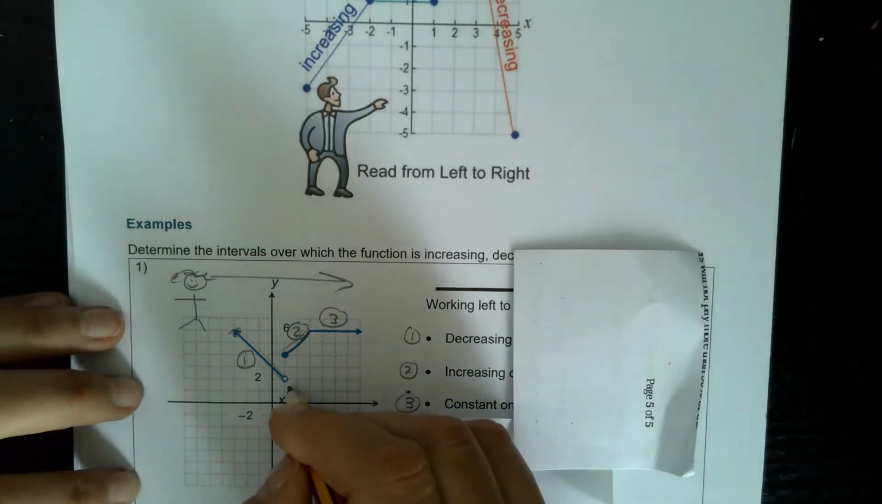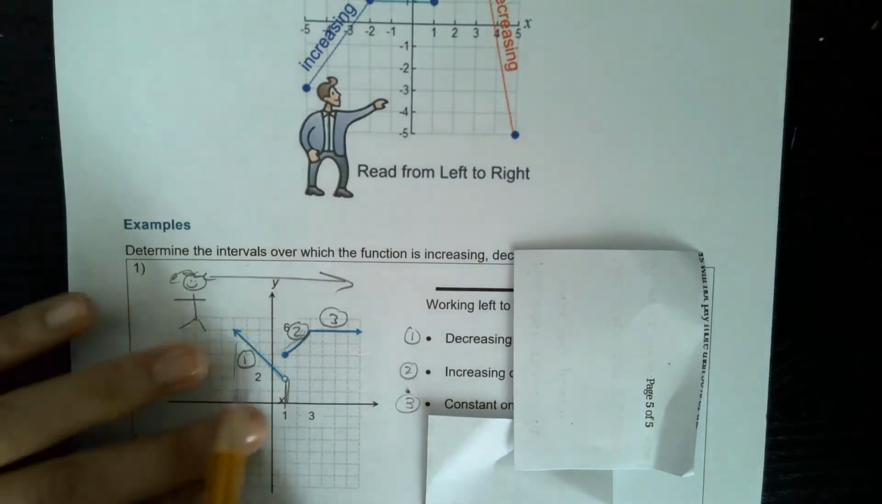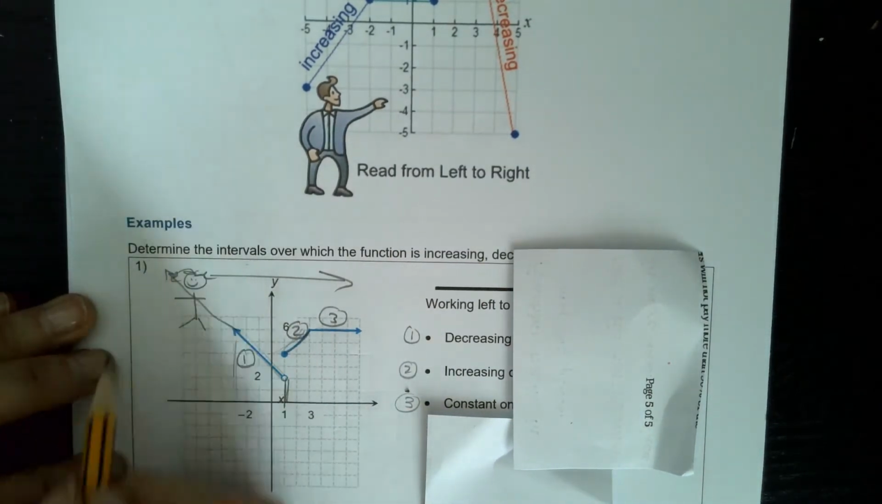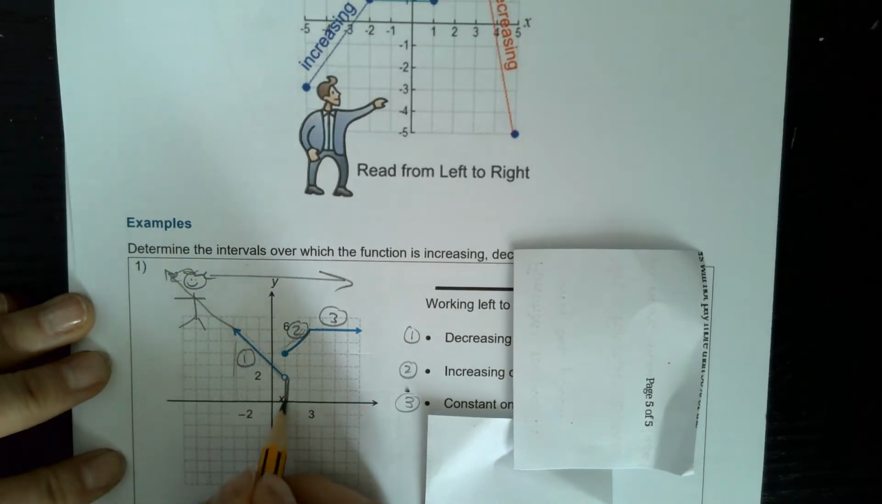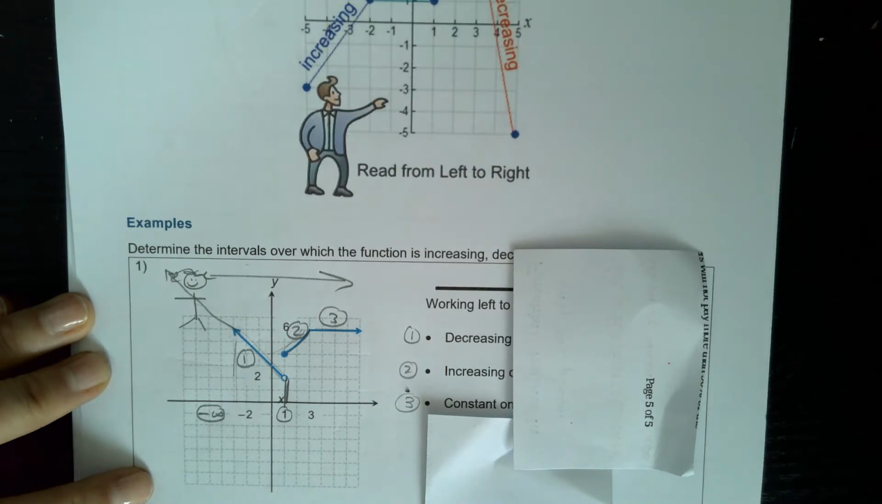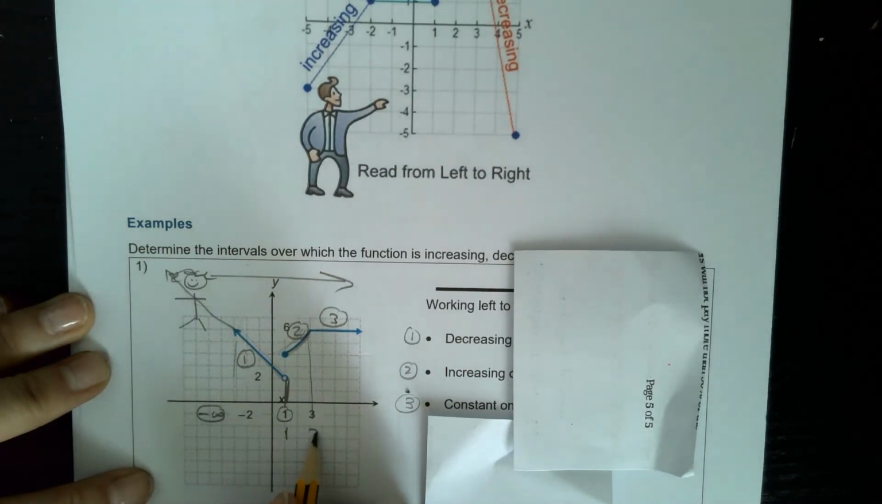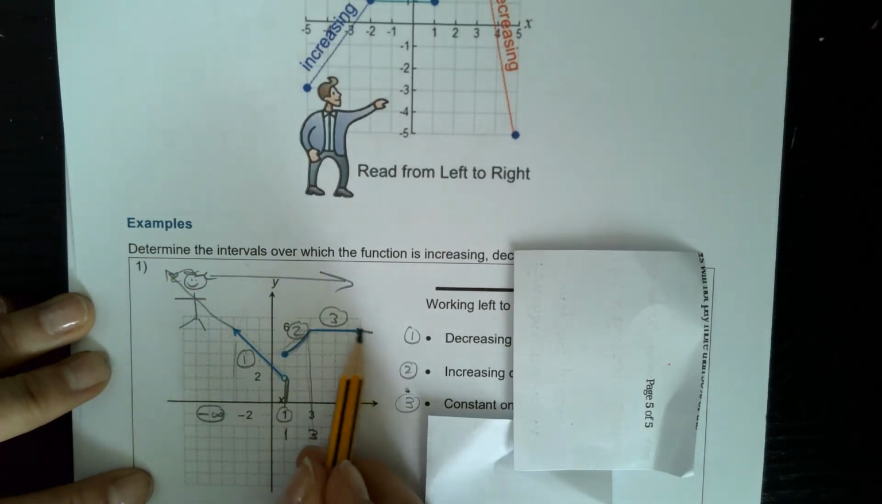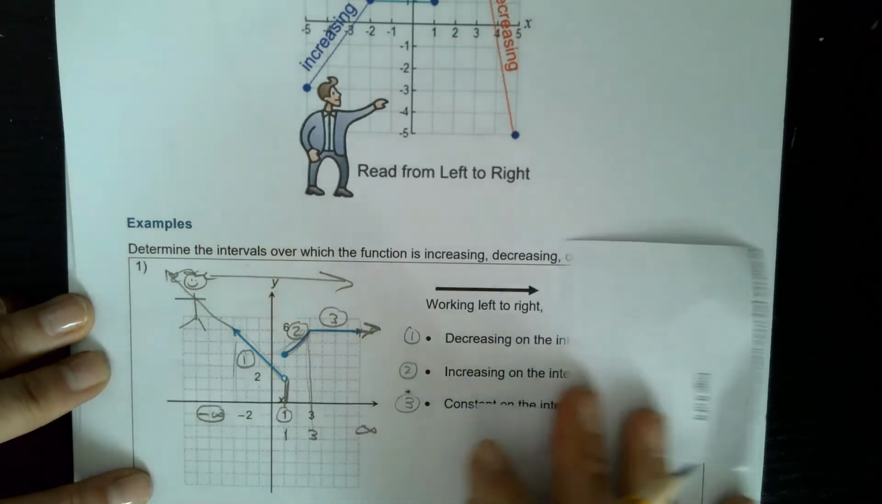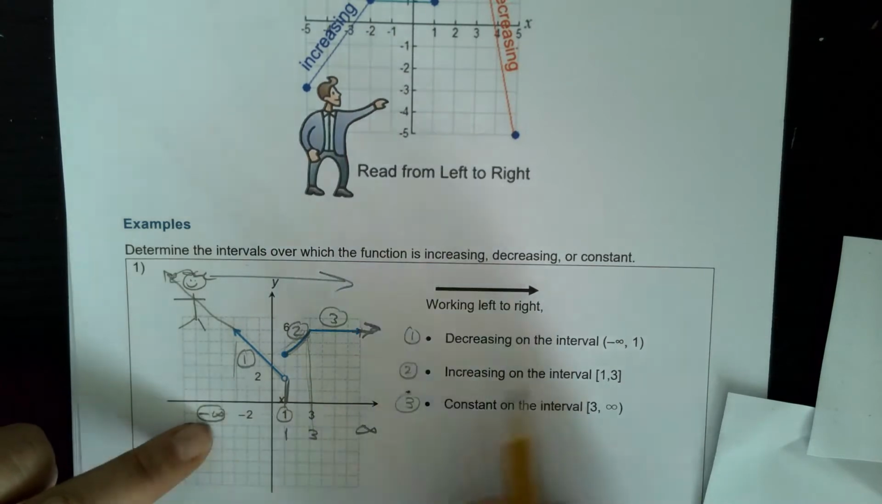Now I have to find my numbers. So all I do is I go, okay, start and stop. Oh wait, it doesn't stop there. It has an arrow, which means it goes forever. So this goes from 1 to like negative infinity. This one goes from 1 to 3. And this one goes from 3, oh, it's got an arrow, to infinity.